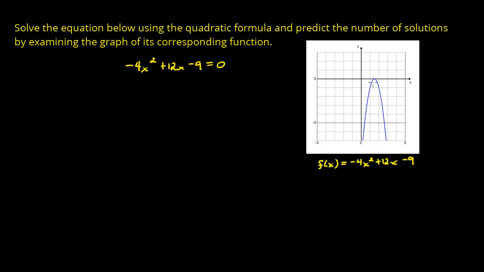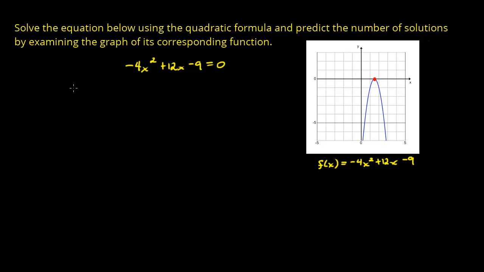If we look at the graph of its corresponding function, when f of x is equal to 0, there is only one x-intercept. So that would lead us to believe that there is only one solution to this equation. So let's go ahead and actually solve this equation using the quadratic formula, and we'll see what happens.